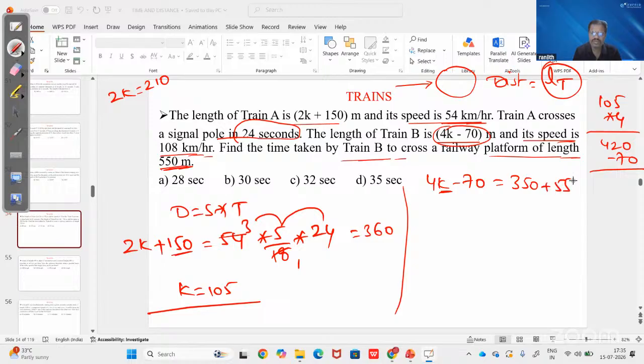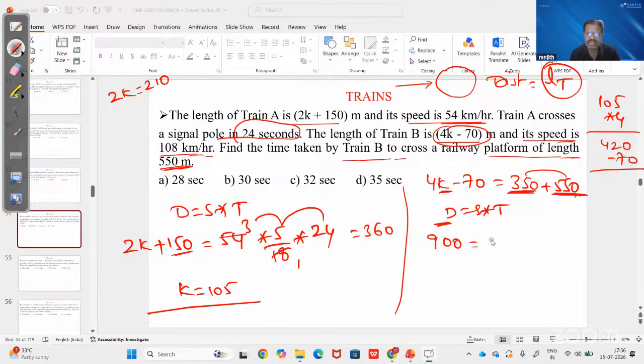350 plus 550 equal to 900, where distance equal to speed into time. So distance is nothing but length of the train plus the platform it crosses. A train is having some 350 meters of length. So platform is having 550 meters of length. We need to add these two. 350 plus 550 equal to 900.